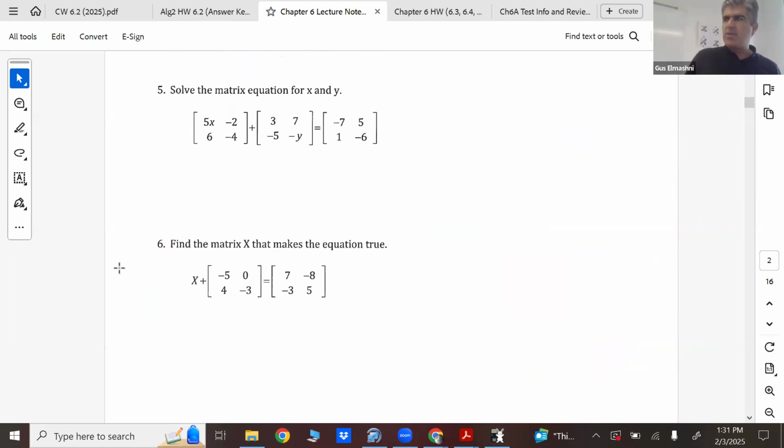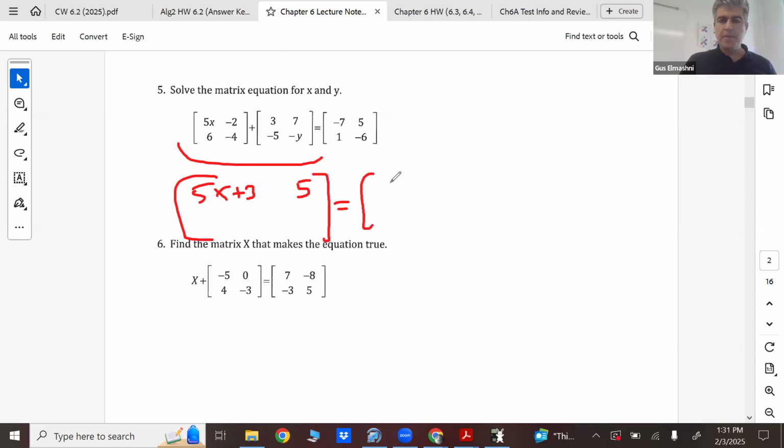What do you guys think about 5? Use your gut instinct, use your intuition. Okay, well, let's work on the left side. If I combine these two, you're adding 5x to 3, right? But those are not like terms, so I'm going to leave it as 5x plus 3. What's -2 plus 7? 5. Okay, and the other side is going to look like this. That's good, because I see 5 on the right side.